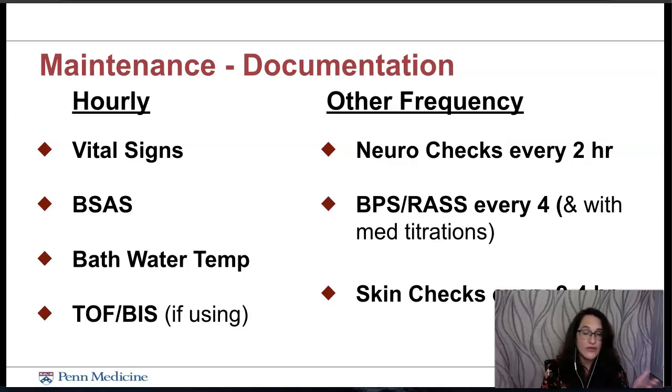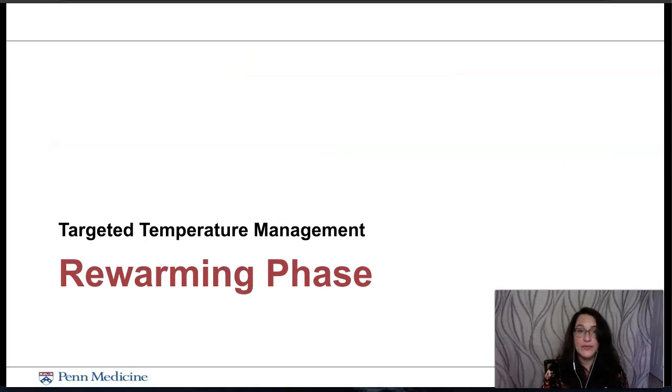Now, if you're doing train of 4 and BIS, if you've paralyzed this person, then you're going to wind up doing that hourly as well. Other things you're going to want to think about are neurochecks every 2 hours. Your BPS and your RASS scores are every 4 minimum, but if you have med titrations, you're increasing sedation, you're going to do that as ordered more frequently. Skin checks every 2 to 4 hours are important as well. Okay, 24 hours of that.